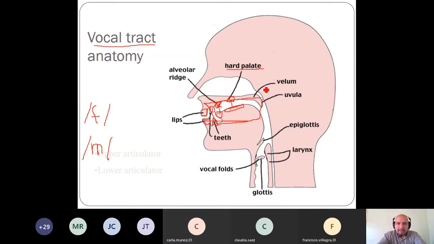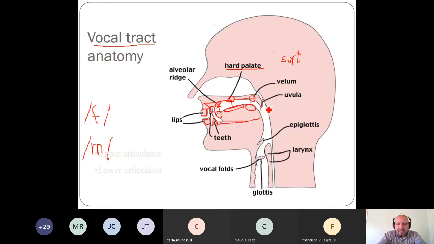If you don't know how to pronounce it, go to an online dictionary and type the word hard palate. Okay? Then the back of the tongue can be pressed against the velum. So when you say the last sound of the word song or the verb sing, you are pressing the back of the tongue in the velum area, also called the soft palate. Soft palate would be like this.